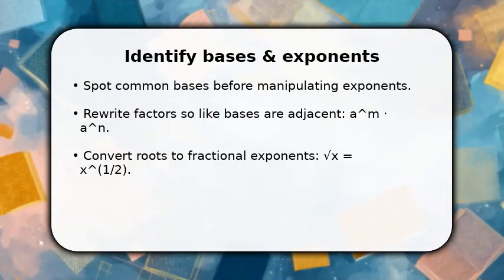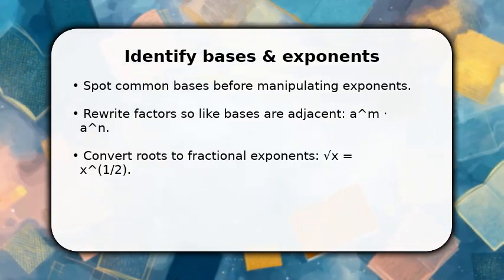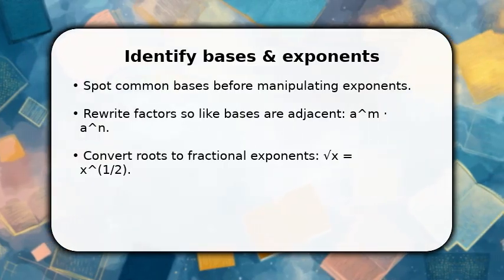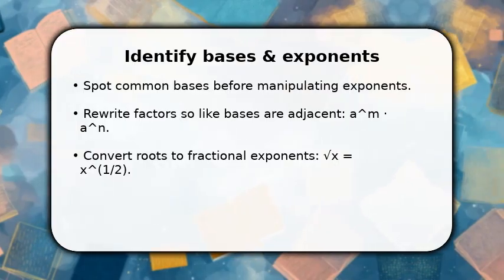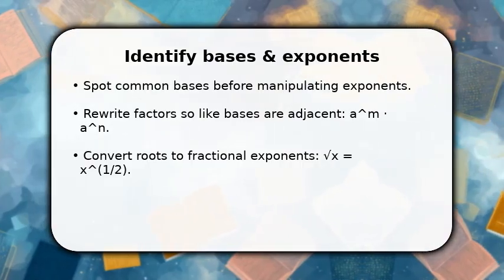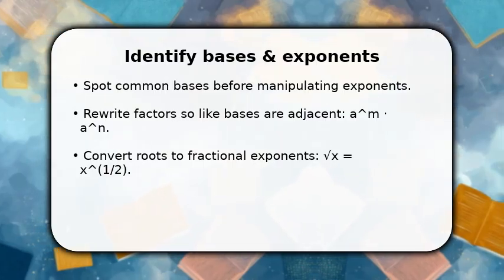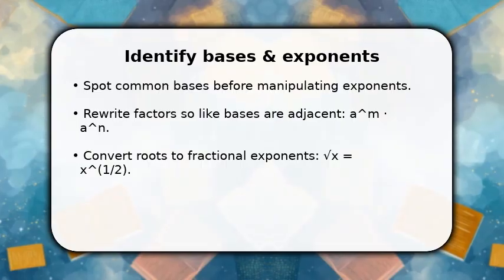You start by spotting the bases and writing everything with consistent exponent notation. This prevents mistakes later. Once done, group like bases together so you can apply the product rule a^n × a^m = a^(m+n). Make sure to convert roots to fractional exponents, for example square root to exponent 1/2, because that turns root rules into exponent rules and keeps the process uniform as you proceed.